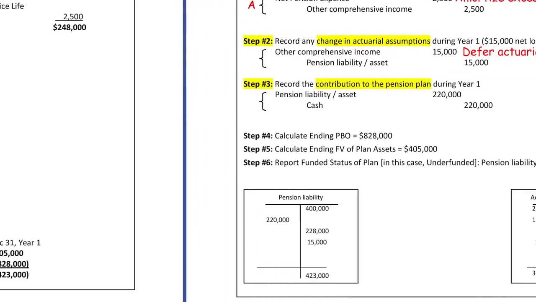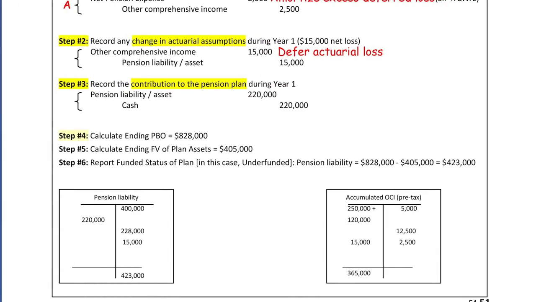Back on page 51, highlight step 4 gives you highlight ending PBO. Highlight step 5 and highlight ending fair value of plan assets. Highlight step 6, that gives you highlight funded status of plan. So in this case, the plan is underfunded. There's a pension liability of $423,000.